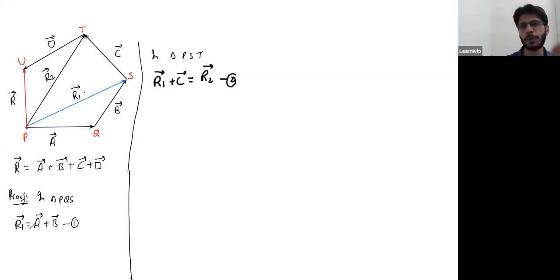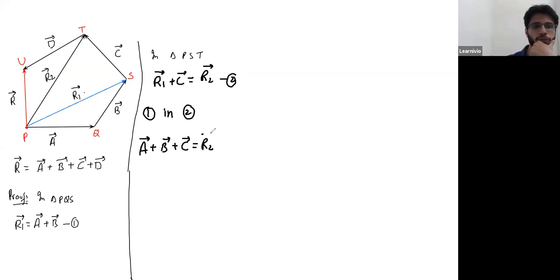So I'm repeatedly applying the triangle law. If I substitute 1 in 2, then you would get that vector A plus vector B plus vector C is equal to R2. That's equation number 3.